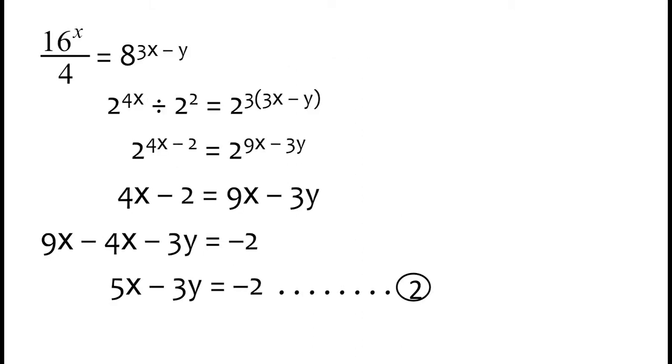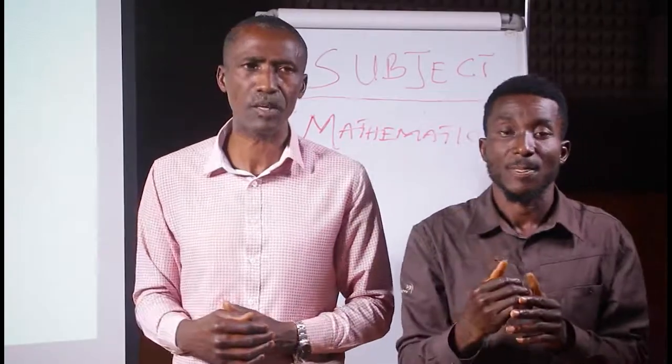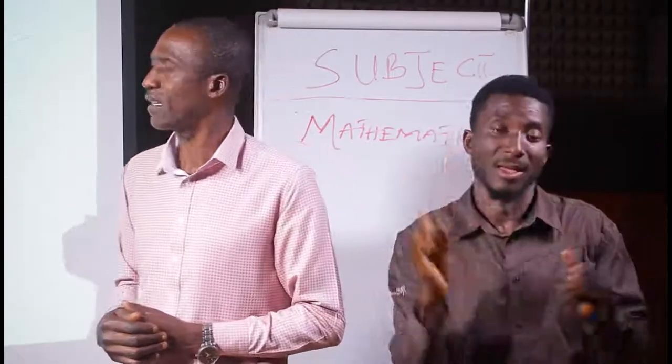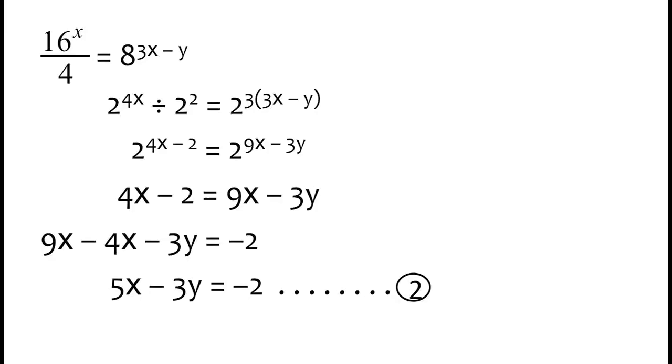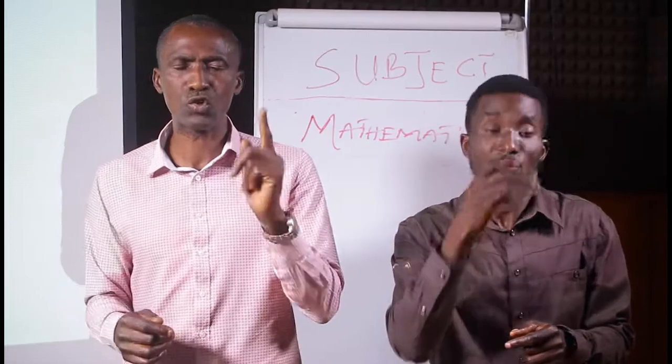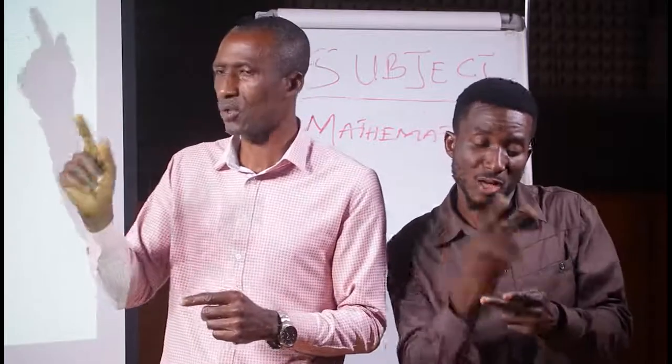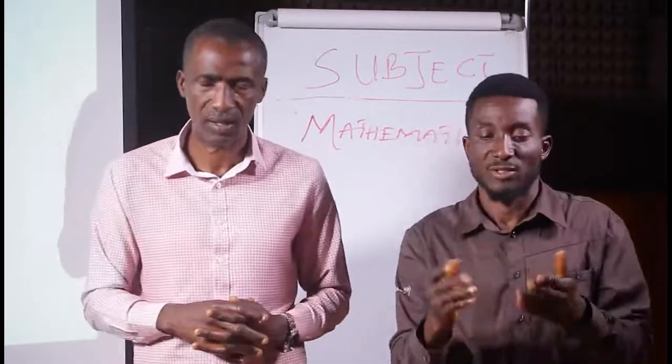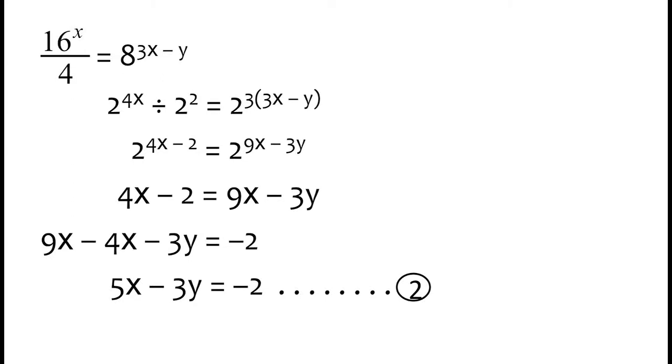Also consider the second equation: 16 to the power of x all over 4 equals 8 to the power of 3x minus y. It needs further simplification by applying the laws of indices. 16 to the power of x can be written as 2 to the power of 4x, because 2 to the power of 4 means 2 times 2 times 2 times 2, and that will give you 16. So 16 to the power of x simply means 2 to the power of 4x.